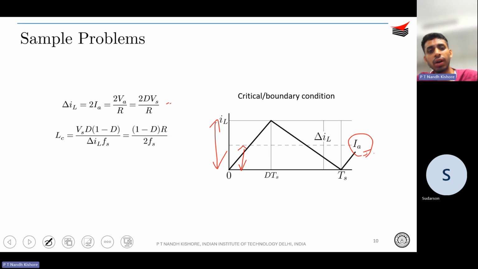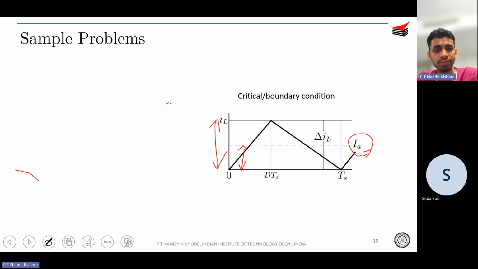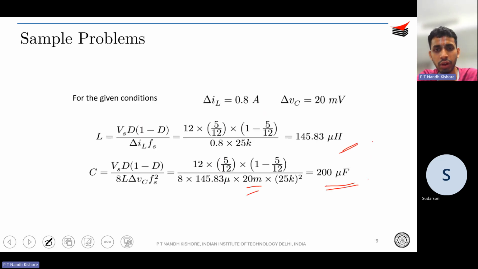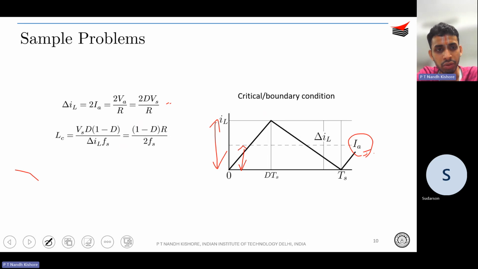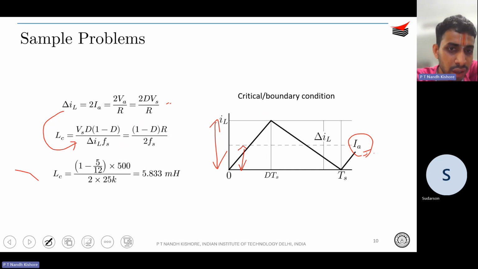From the previous slide, you know this is the formulation for the inductance, right? L is Vs into D into 1 minus D divided by delta IL into Fs. So over here, just substitute the value of delta IL, because we are aware of what delta IL is during the critical conduction case. Just substitute the known parameters and you will end up with the value of LC, the critical inductance.